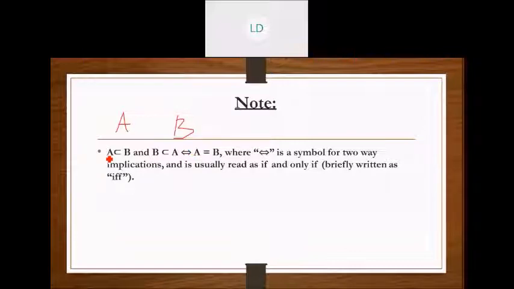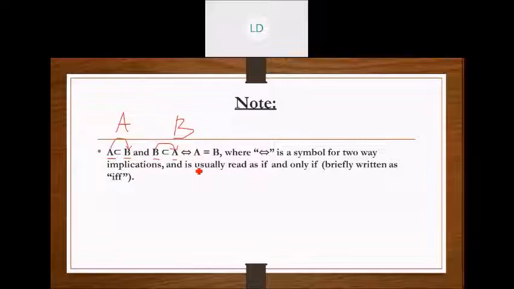So what does the definition say? A is a subset of B means all the elements of A are in B, and B is also a subset of A means all the elements of B are in A. So here we are using the double condition for equality. What is the condition for two sets being equal? Using the subset definition, it is like this. A is a subset of B means all the elements of A are there in B. B is a subset of A means all the elements of B are there in A. Then, if and only if, A equals B.